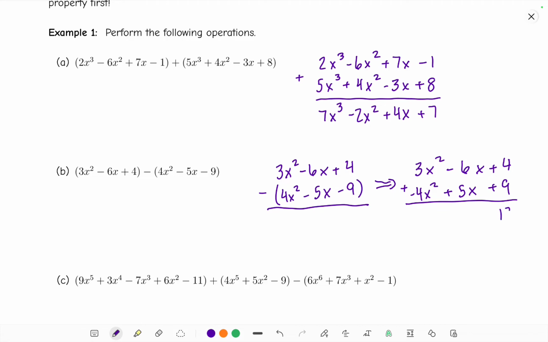4 plus 9 is positive 13. Negative 6x plus 5x is negative 1x. And 3x squared plus negative 4x squared is negative 1x squared. So our answer is negative x squared minus x plus 13.